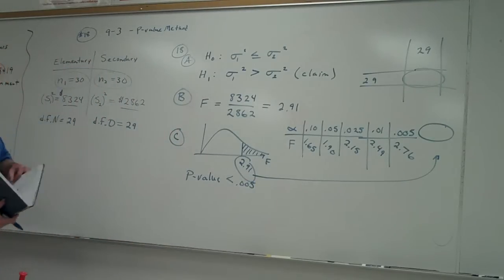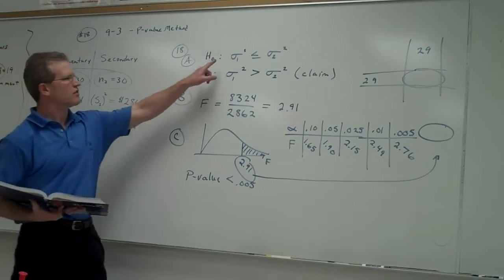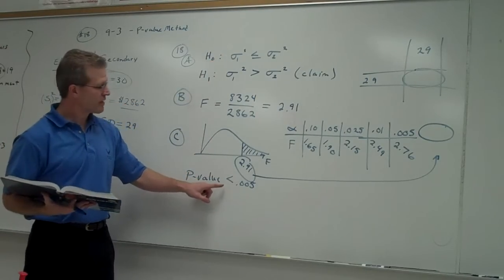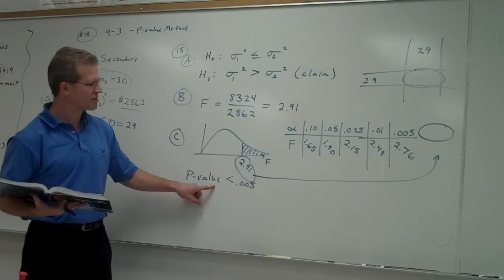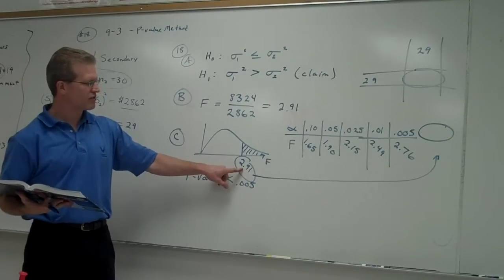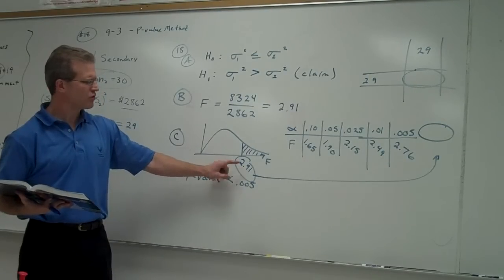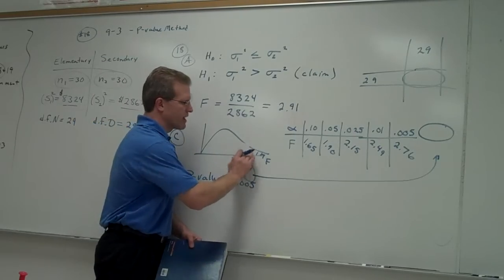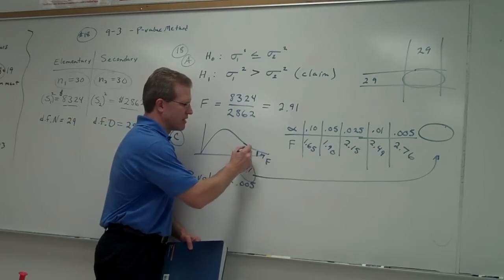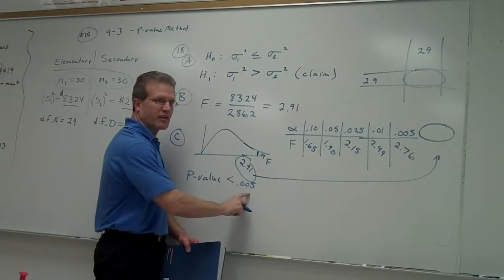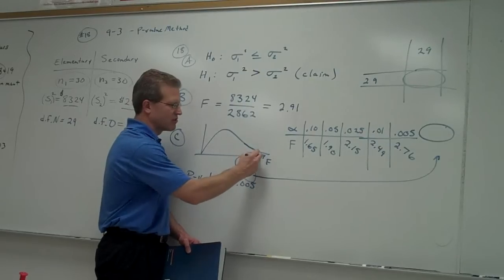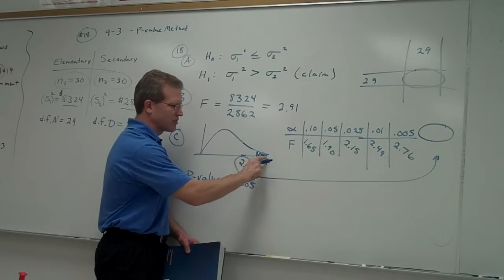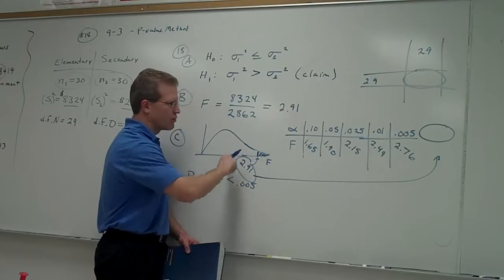So that means if the null is true, there's only a 5 out of 1,000, actually less than a 5 out of 1,000 chance that we would get a test value of 2.91. To have this drawn more accurately, 2.91 is way out here in the tail. I know that because I got this really small area here. 0.005 would be a very small area, wouldn't it? And we know our p-value, that area, is actually less than 0.005. So I'm way out in the tail.